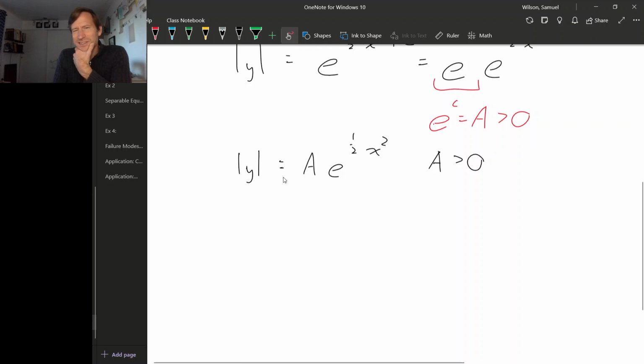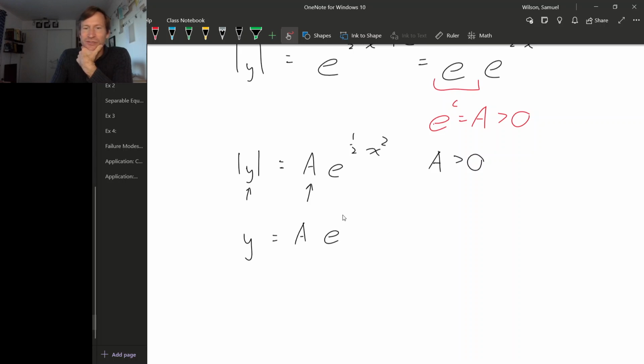But if you look at this equation, we have something whose absolute value is an exponential times a positive constant. Well, there are two possibilities for y in here. Either this constant is positive or it was negative and we took its absolute value. So if we remove the absolute value, that has the effect of removing this restriction that a has to be positive. So now a can be anything that isn't 0.